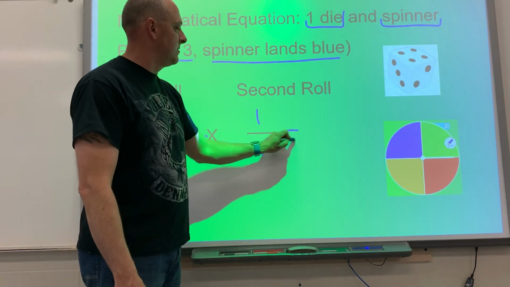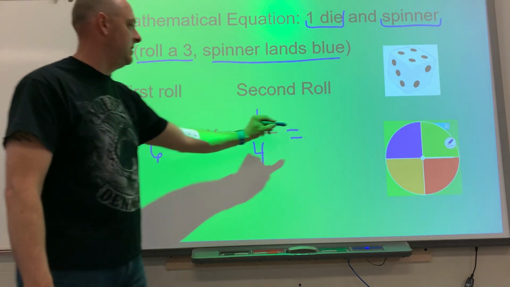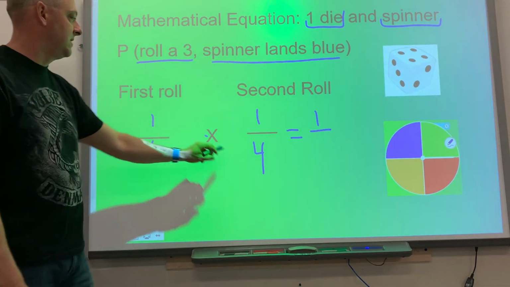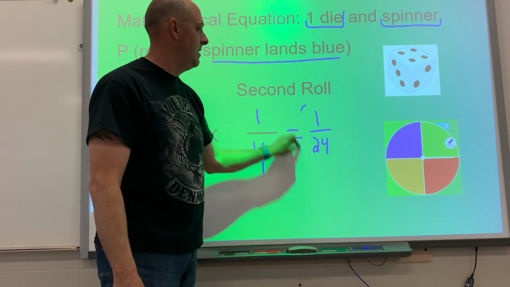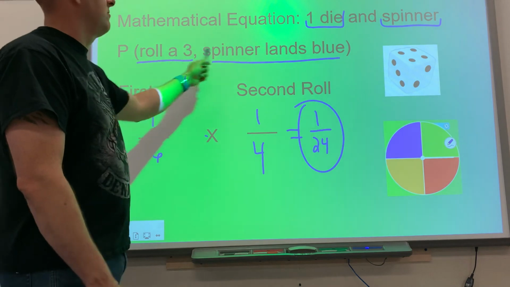4. So the probability of rolling a 3 and the spinner landing on blue would be 1 times 1 is 1 across the top, and 6 times 4 is 24 across the bottom. So there's our probability of rolling a 3 and landing on blue.